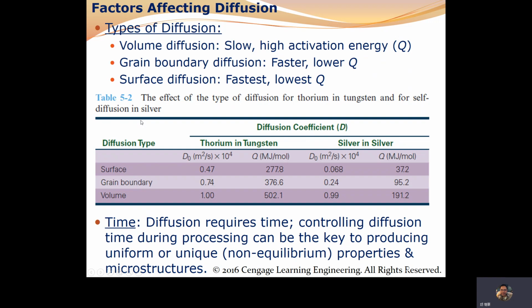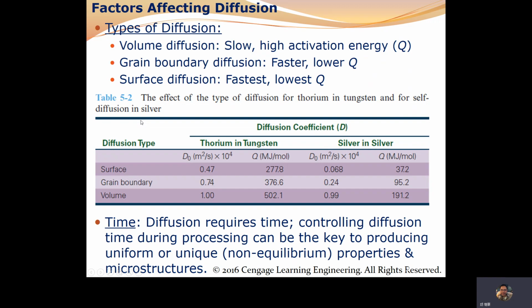Okay, so if we compare the diffusion rate with different types, the volume diffusion is the slowest one. That means vacancy diffusion, substitutional diffusion, or even interstitial diffusion need very high activation energy to trigger this diffusion process. For surface diffusion or grain boundary diffusion, only very low activation energy is needed to trigger this diffusion process.